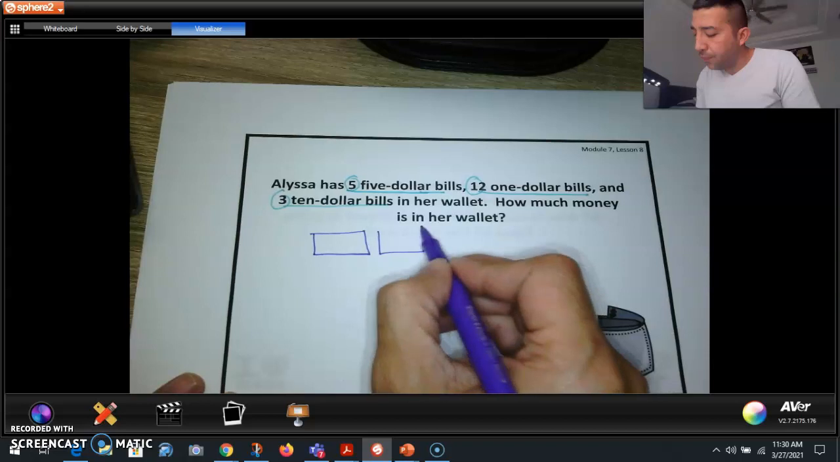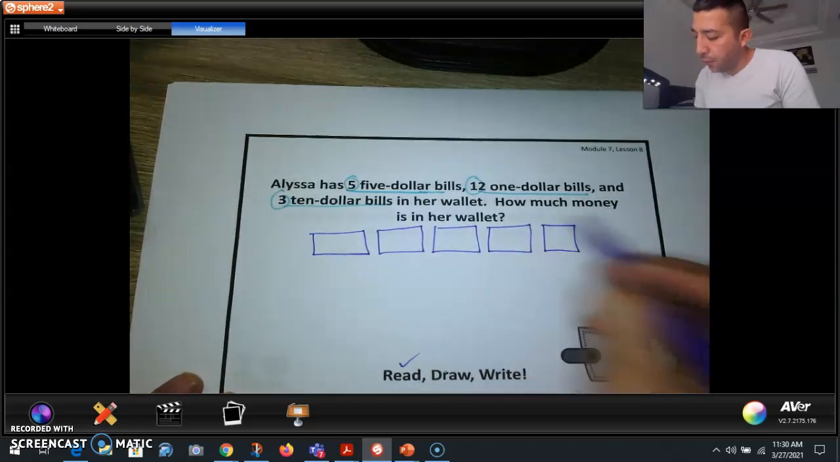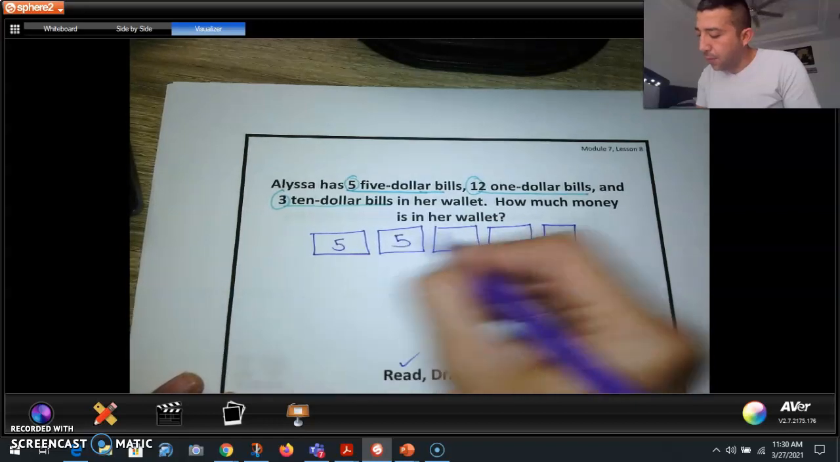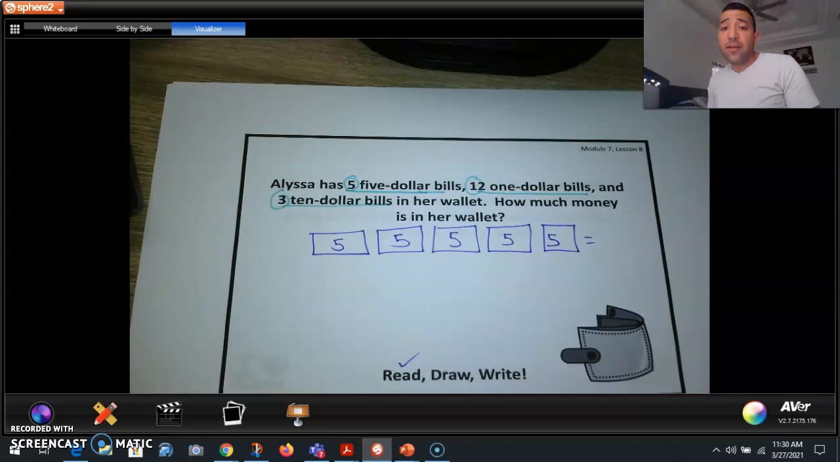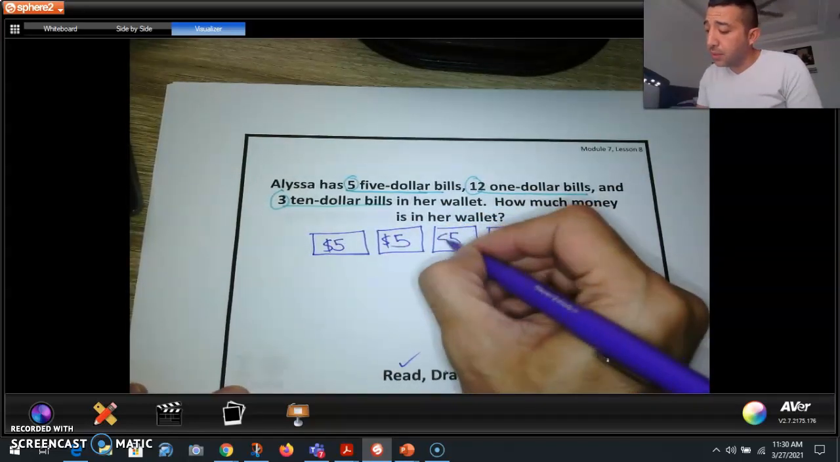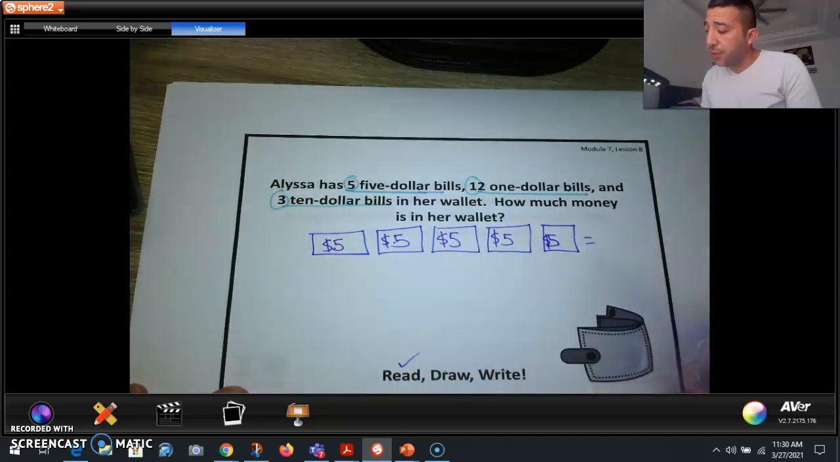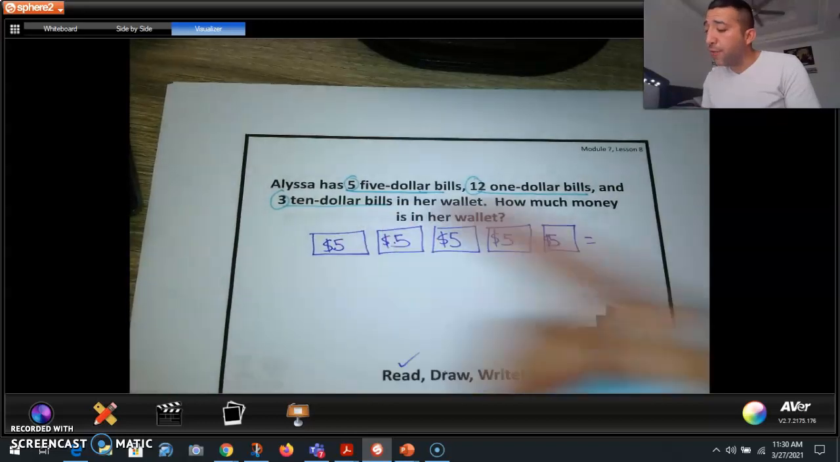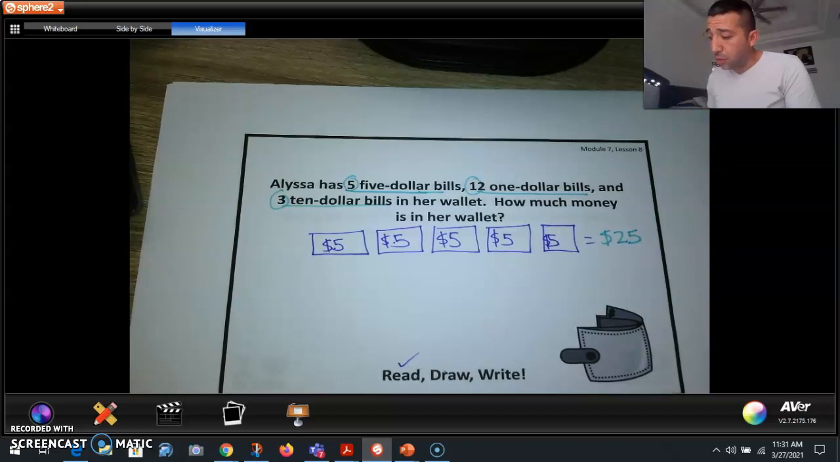1, 2, 3, 4, 5. So we know that she has five $5 bills. Okay, let me write a dollar sign because now we're talking about bills, dollars. We have 5, 10, 15, 20, $25. So those $5 bills equal $25.